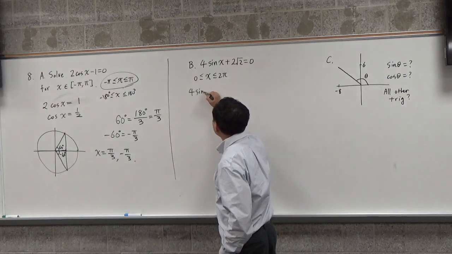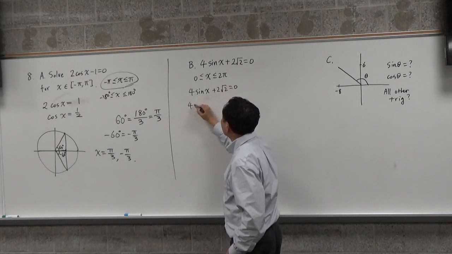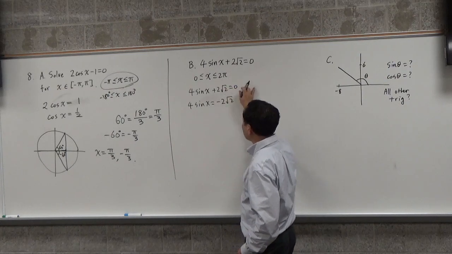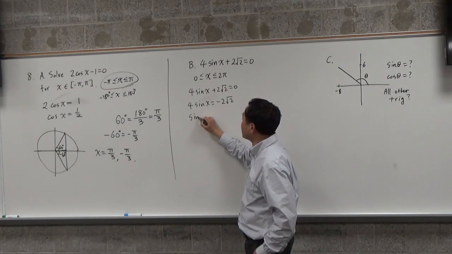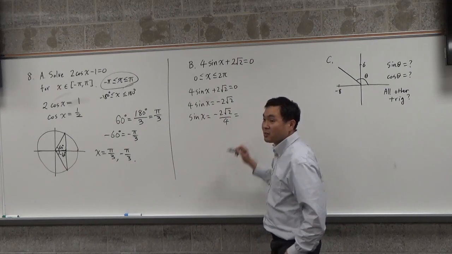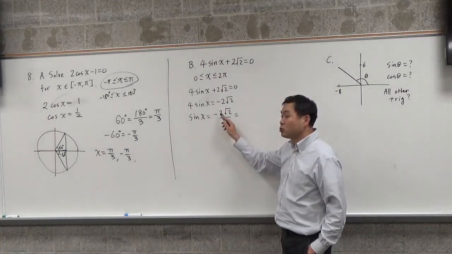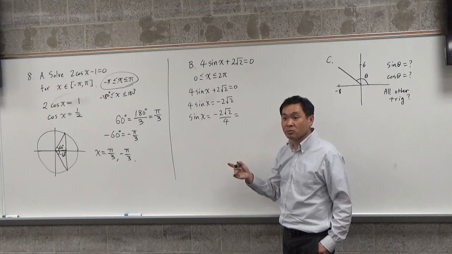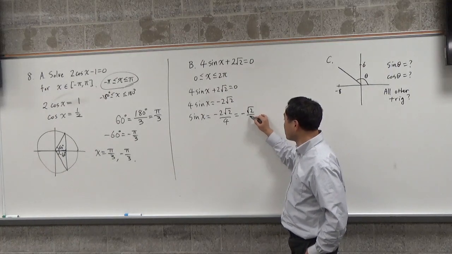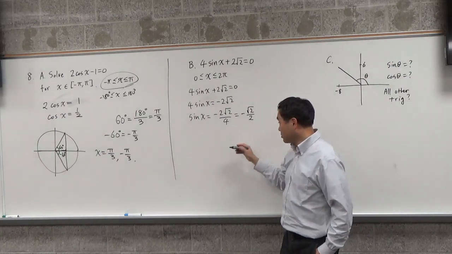4 sine x plus 2 radical 2 equals 0. 4 sine x is negative 2 radical 2 if you move this to the other side, and then you divide by 4. Can you simplify this? What do you get if you simplify this? Negative 2 and 4, they're both even numbers, so you divide top and bottom by 2. What do you get? Negative radical 2 over 2, square root of 2 over 2. Oh, I recognize this number. What is that? That's the medium size, right?